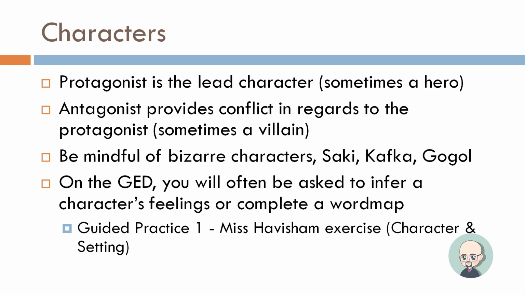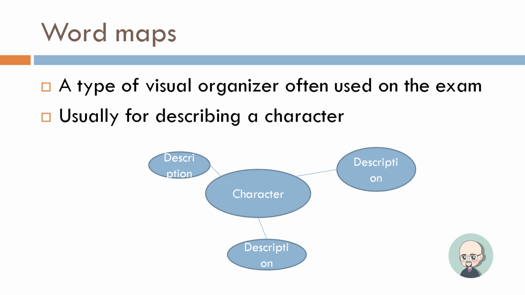On the GED, you will often be asked to infer a character's feelings or complete a word map. When we do guided practice number 1, the Miss Havisham exercise from Great Expectations, we're going to talk about character and setting some more. A word map is what I'm showing you right now. It's a type of visual organizer often used on the exam, usually used for describing a character. In the center, with generally the biggest bubble, is going to be the character's name. They may fill in some of these descriptive terms. They may not. They may say, what are some adjectives, words that describe this character? So it may say, this character is lonely, sad, perplexed. So you'd fill that in. I'm going to have you think a little bit more about that when we get to Pip in Great Expectations.